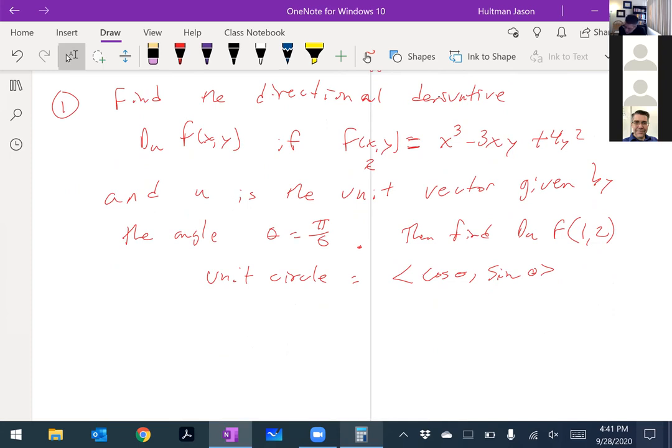Okay. So the unit vector. Okay, so what's the unit vector? What's the unit vector at theta equals pi over 6? Isn't that cosine pi over 6, sine pi over 6? Isn't that the unit vector?